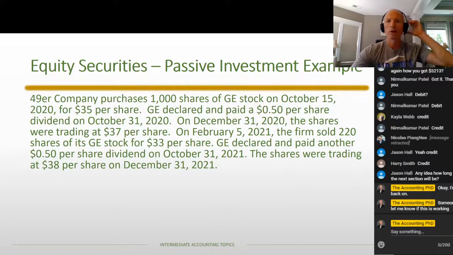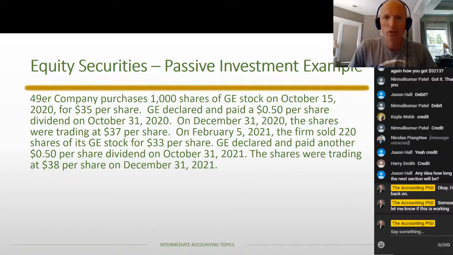So a company buys 1,000 shares of GE stock. Hopefully it's fairly clear that 1,000 shares of GE stock is much less than 20%, and so this is going to be a passive investment. They pay $35 per share. There's a dividend. There's an update in the fair value of the shares, and there's a sale. All kinds of things going on, and we're going to go ahead and record all of this.